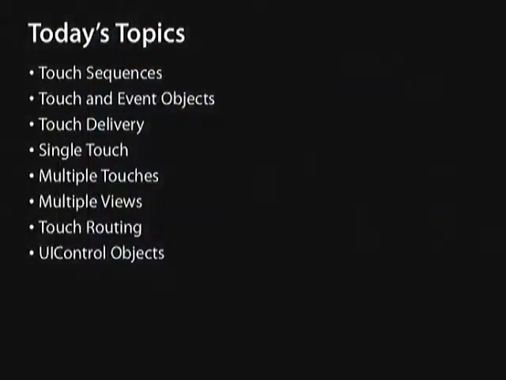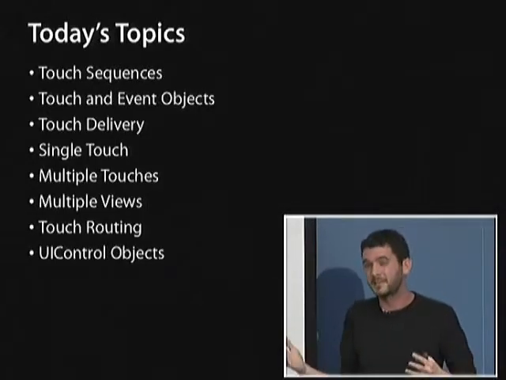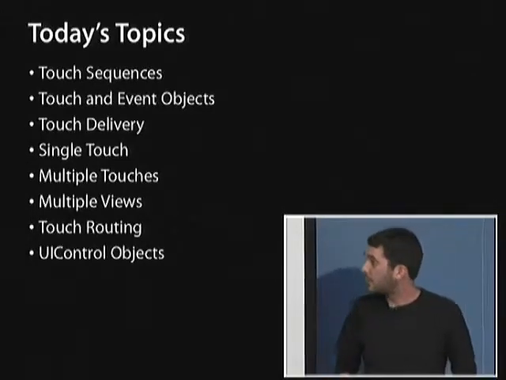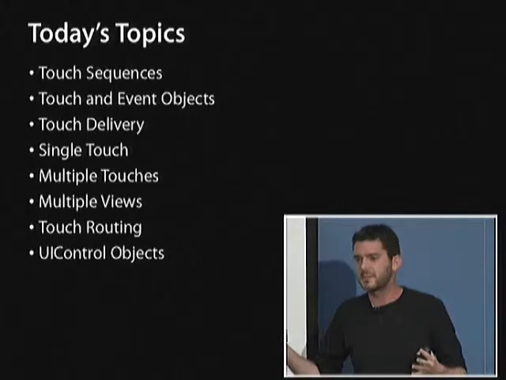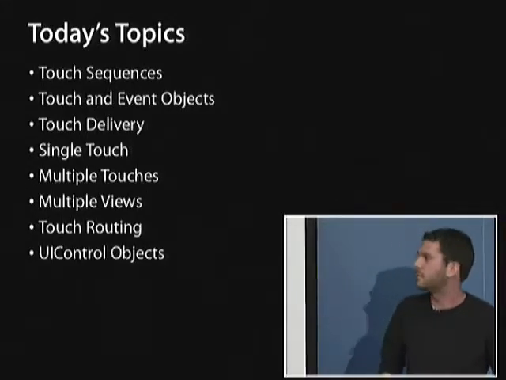OK, so that's what we end up getting. So with that in mind, we've got a few things that we're going to cover today. Kind of a pretty shotgun thing. We'll start out talking about touch sequences, what constitutes a sequence of a touch. Then we're going to get into some of the actual touch events and objects. These are the UIKit classes that actually represent what's going on when the user's touching the screen. We'll talk about delivery, how those events get delivered to your app, how you get to see them, what form they come in, and where they go to.